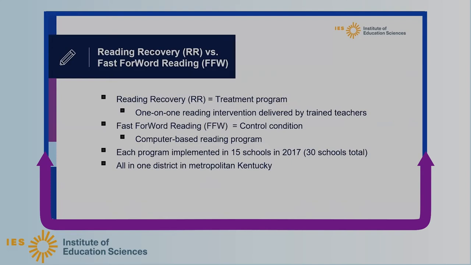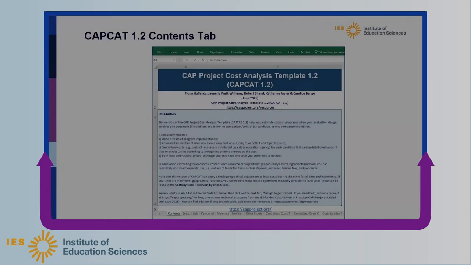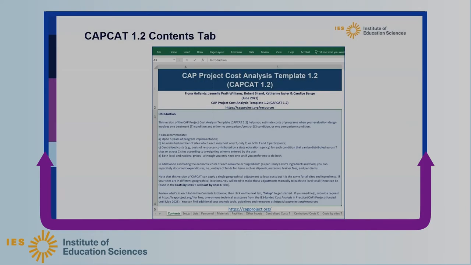Reading recovery is a one-on-one reading intervention delivered by trained teachers. Fast forward reading is a technology-based reading program. In the demo example, each program was implemented in 15 schools in 2017. Slide 25. When you open CAPCAT 1.2, this is what you'll see.